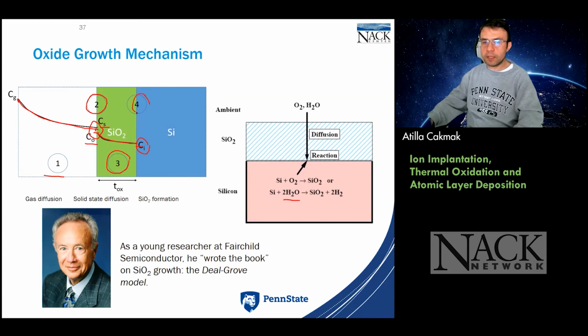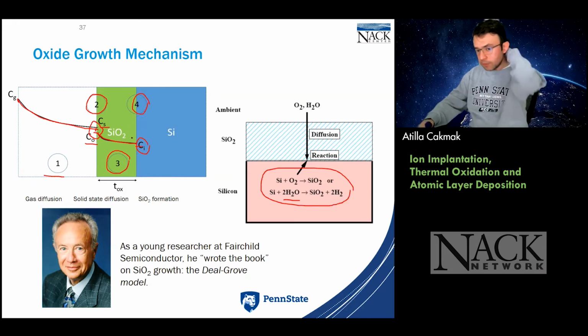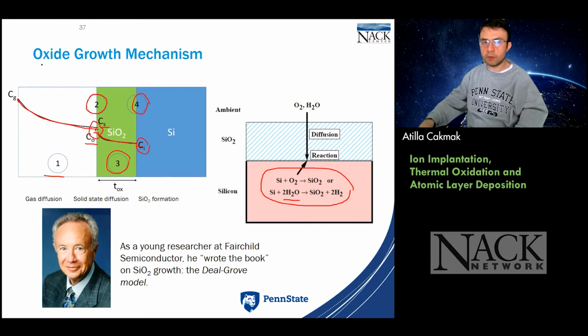And at the interface, we will have a chemistry taking place. So as a sum of these 4 mechanisms, we can understand what's going on inside the oxidation furnace in an oxide growth mechanism. 1, 2, 3, 4 mechanisms. Again, we have diffusion, we have absorption here, we have another diffusion, and we have chemistry kinetics taking place.